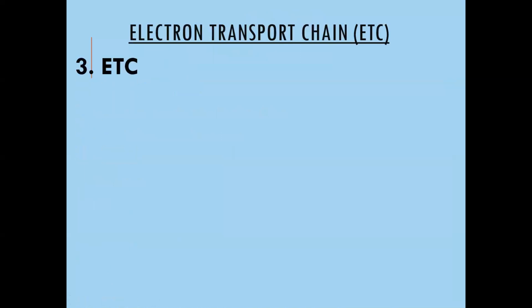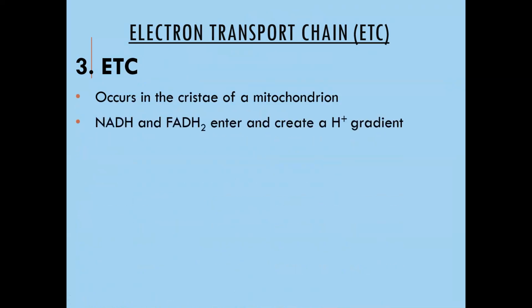So then we have our electron transport chain. This occurs in the cristae of the mitochondria. And those are super easy questions to get right if you see them on a test. So make sure those are things that you really remember.